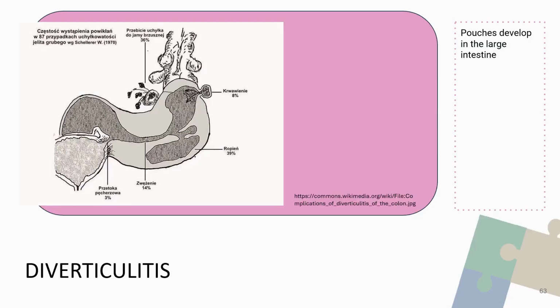Okay, next up is a disease called diverticulitis. And so diverticulo actually refers to pouches. So what happens is that you get these little outgrowths or pouches into the large intestine, and you can see them here in this picture.